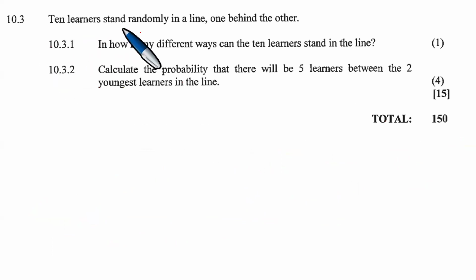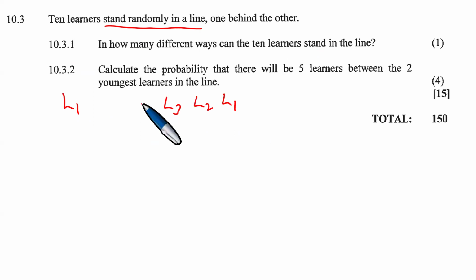Now, 10 learners stand randomly in a line, one behind the other. In how many different ways can the 10 learners stand in the line? They stand randomly in a line, one behind the other. So there's learner 1, learner 2, learner 3, and they're random. In how many different ways can the 10 learners stand in the line?